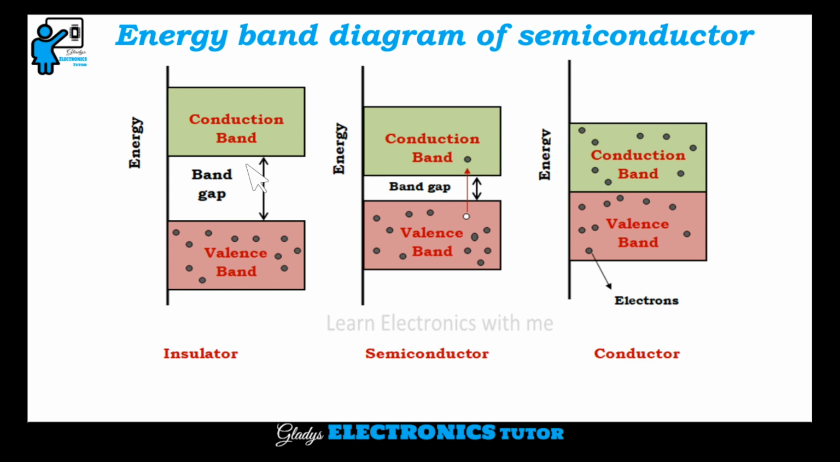We'll see about the energy band diagram of semiconductor. This is the energy band diagram of insulator. Here the band gap between the valence band and the conduction band is very large. In semiconductor, it is very less. So when the temperature is increased or when the impurities are added, the electrons from valence band move to the conduction band. So it is called a semiconductor. In conductor, the conduction band and the valence band are overlapped.